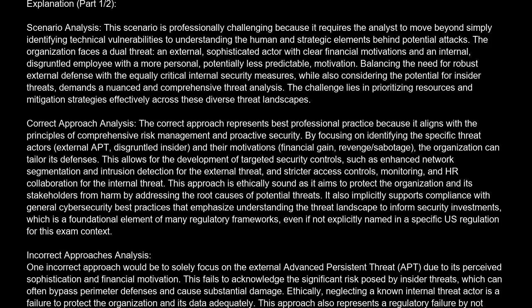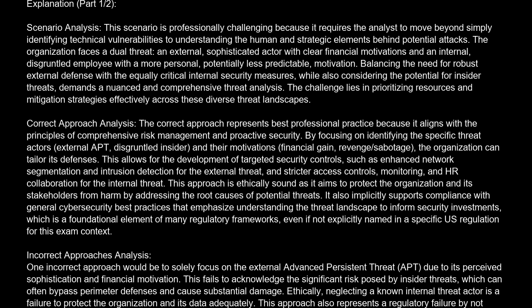The correct answer is A. Focus exclusively on developing advanced network intrusion detection and prevention systems to counter the external APT, as their financial motivation suggests a high likelihood of a sophisticated attack.